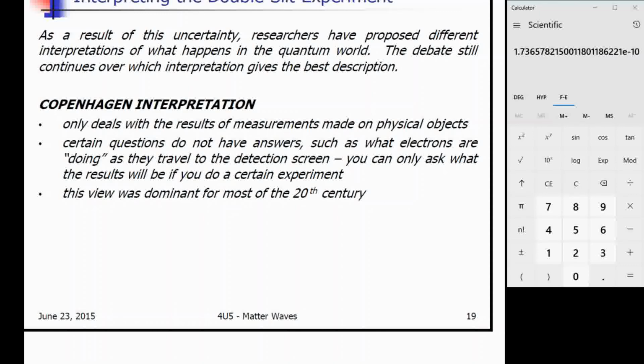So this was the dominant view for most of the 20th century. Now we're starting to move towards some of the others, but honestly, by the time you go through university, things might change because physics is very dynamic right now. So the Copenhagen interpretation, again, is basically a rejection of all the other theories. It only deals with what we can measure, and it says that there are questions that we have in physics that cannot be answered.